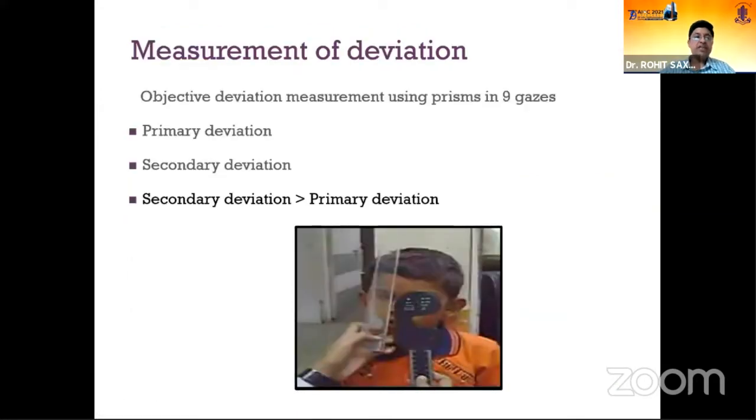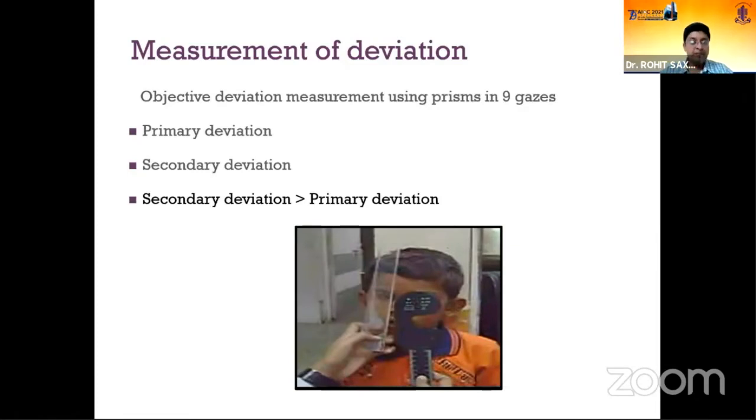You need to measure deviation in primary and secondary because unlike a comitant squint, primary deviation and secondary deviations are different, with secondary deviations being more, because secondary deviations are those which are deviations when the paretic or the abnormal eye fixates, and primary deviations are when the normal eye fixates. So when you force fix the paretic eye, the fixing eye would have a greater innervation, and therefore the normal eye will show a much larger deviation. So secondary deviations will always be more than primary deviations in an incomitant squint.